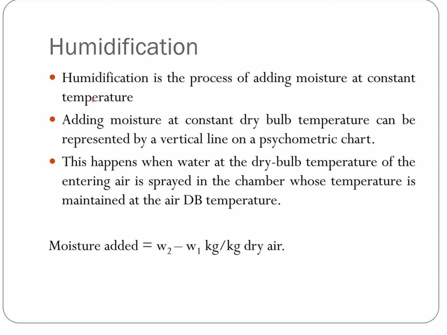So we can easily understand that humidification is a process of adding moisture at constant temperature. Adding moisture at constant dry bulb temperature can be represented by a vertical line on the psychrometric chart. This happens when air at the dry bulb temperature of the entering air is sprayed in a chamber whose temperature is maintained at that temperature.